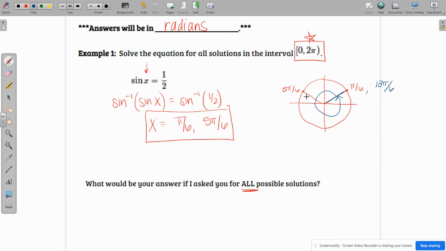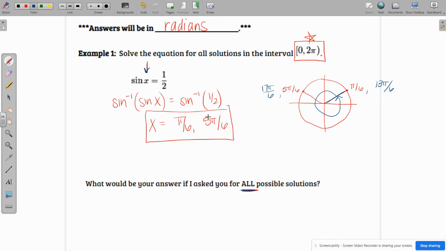Same thing with 5 pi over 6. I could add 2 pi repeatedly. So 17 pi over 6 is an example of something coterminal. These angles also have a sine of 1/2. So they would also work in this equation if I were looking for all solutions versus just on this interval.